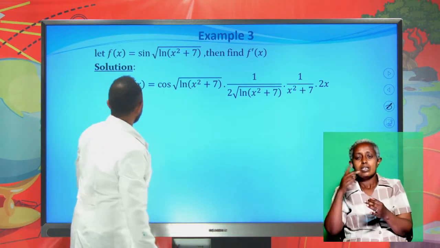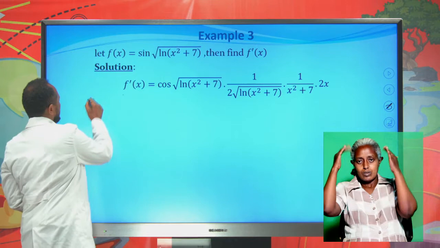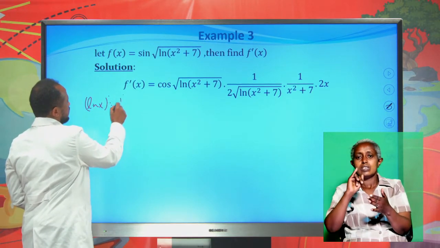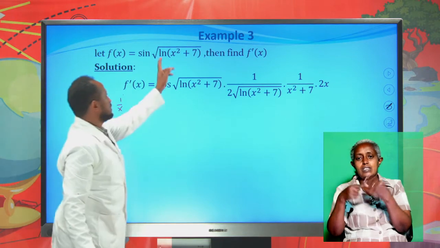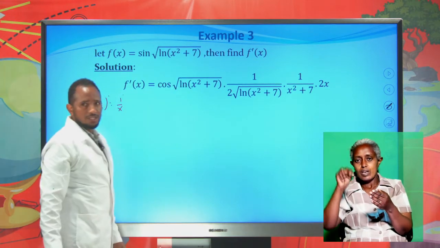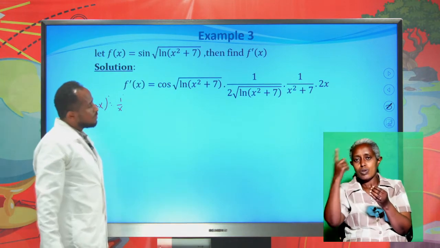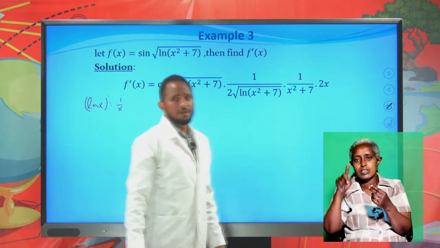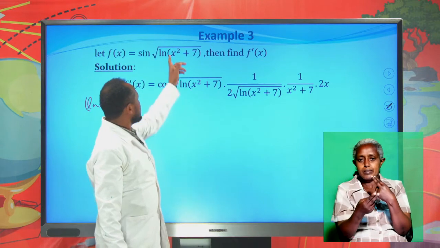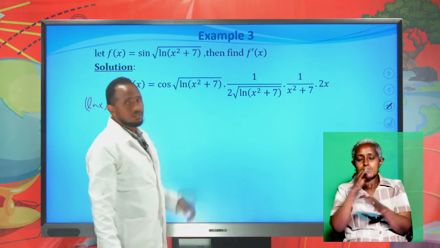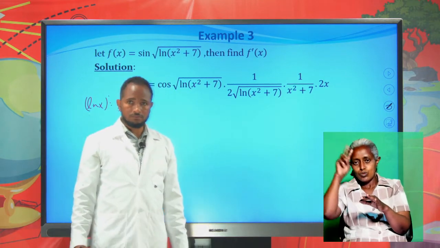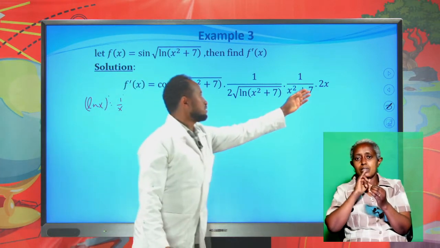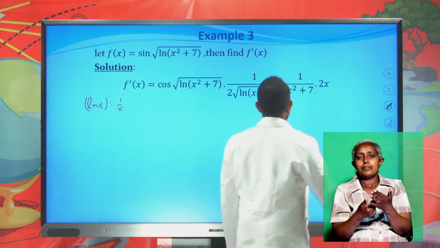The derivative of ln x, I hope you remember this. If we have ln x, its derivative is 1 over x. Therefore, the derivative of ln of x squared plus 7 is 1 over x squared plus 7, times the derivative of the inner function x squared plus 7. The derivative of x squared plus 7 is 2x.